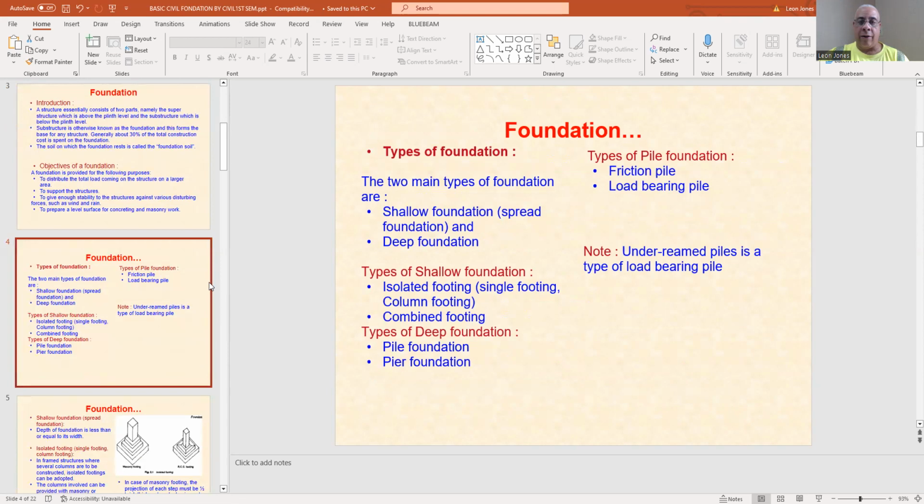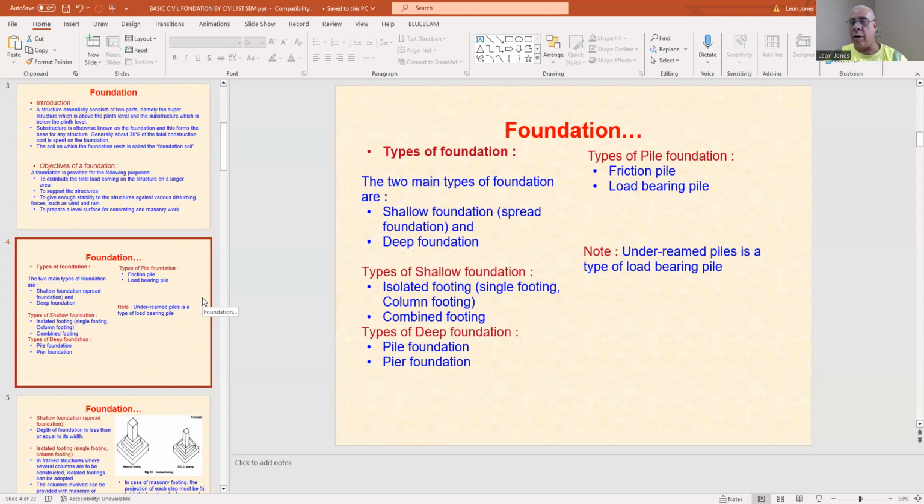Now, when we deal with foundations, there are basically 2 main types of foundations. You have your deep foundations and your shallow foundations. Now, your shallow foundations, you see a lot of those, are also known as spread foundations. And then when we go back to footings, there are also spread footings.